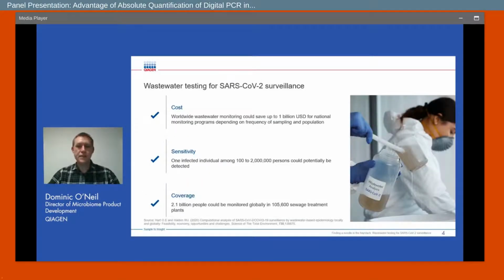So there's been tremendous interest in wastewater testing for SARS-CoV-2 surveillance over the past year, and it's because the benefits of this technology are potentially immense. Cost has been estimated that it could save up to about $1 billion in monitoring programs by testing on a population basis rather than individuals. The sensitivity can be huge. You can find infected individuals in populations of 100 to up to 2 million people to potentially find outbreaks before they spread. And you can increase your coverage dramatically by looking at billions of people, potentially monitoring through their sewage treatment plants rather than trying to do individual testing.